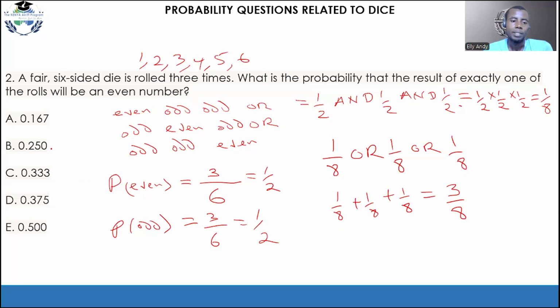So that's in terms of fraction. But the answer choices are decimals, so we need to convert this. 3 over 8 will be 0.375. So that is the probability that if you roll a six-sided die 3 times, only one will be an even number.